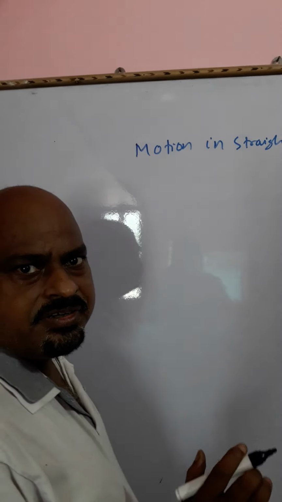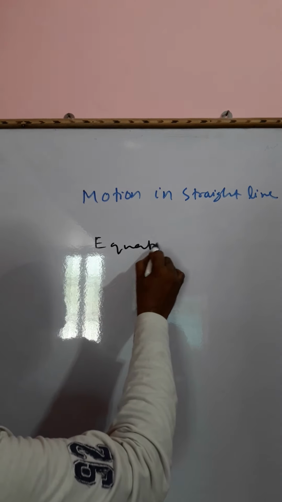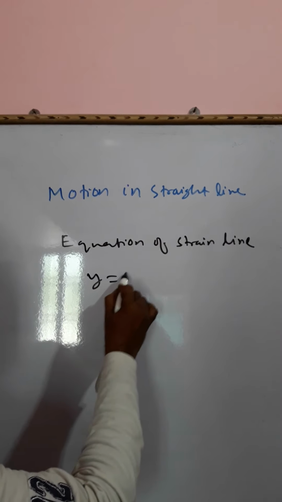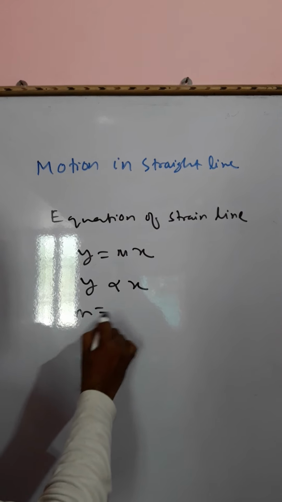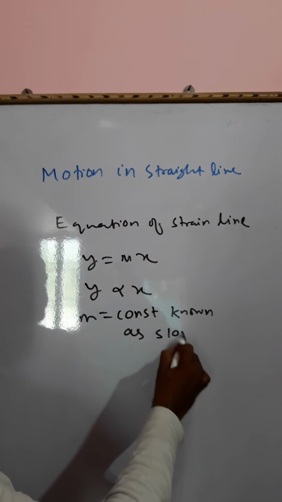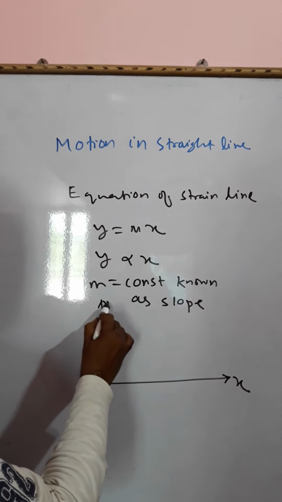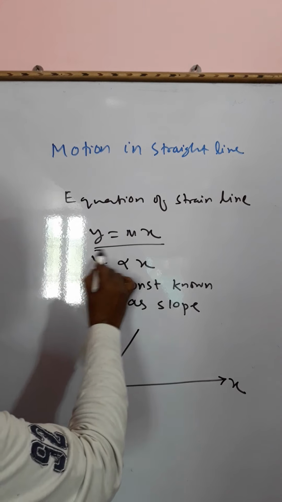Our objective here is graphical analysis. We go for the straight line, the equation of a straight line. In geometry, you know y equal to mx, y proportional to x, where m is a constant known as the slope. So how is the graph? You draw the x axis, y axis, origin. This is the graph, y equal to mx.